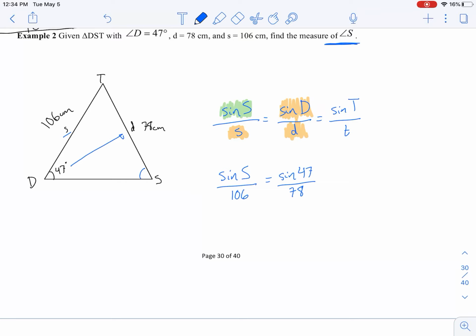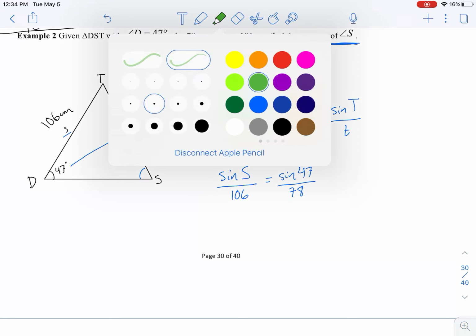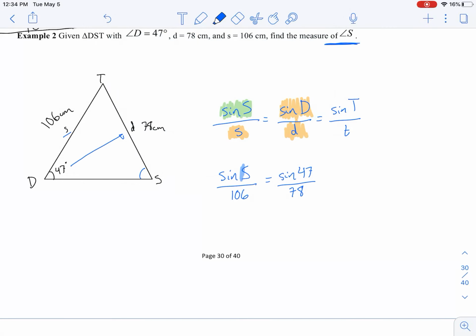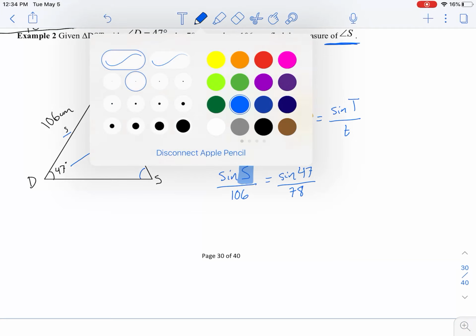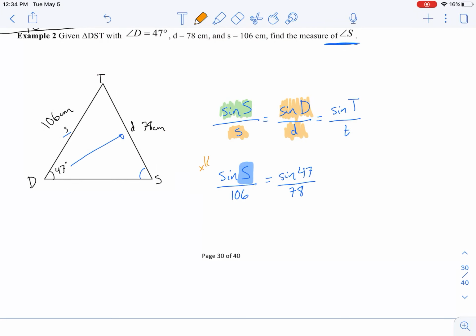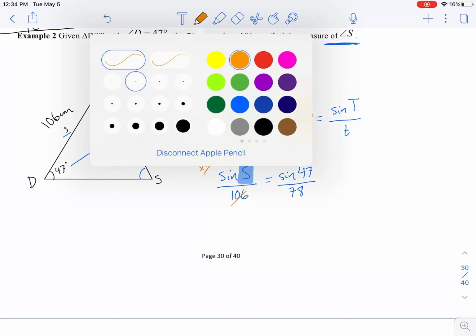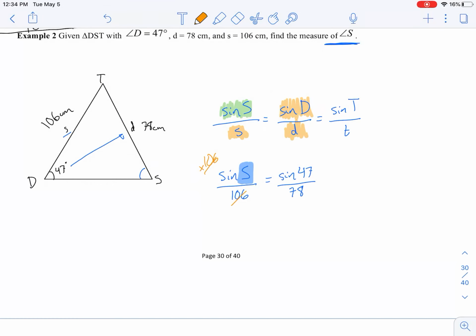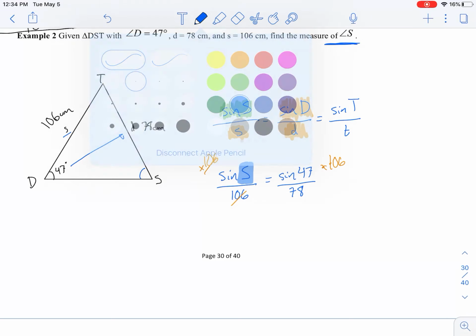So I want to isolate for S here. So this is what I'm trying to solve for. So first thing in the way of S being by itself is that denominator of 106. So I'm going to multiply both sides by 106 to get rid of that. 106 divided by 106, obviously that's going to be equal to 1. And we're just going to be left with sine S on this side. If I multiply one side by 106, I need to multiply the other side by 106.